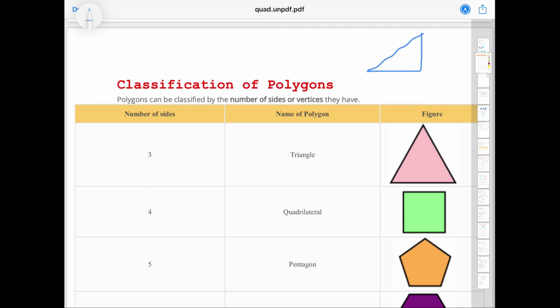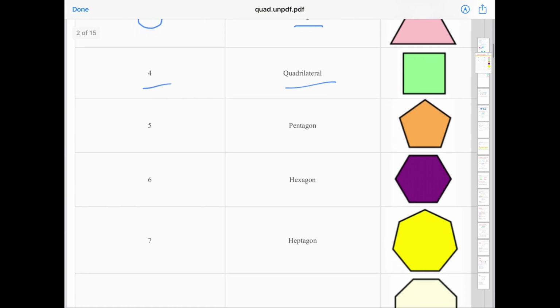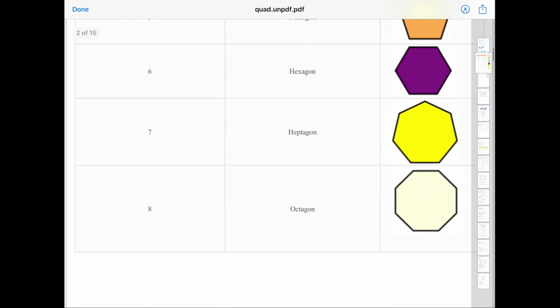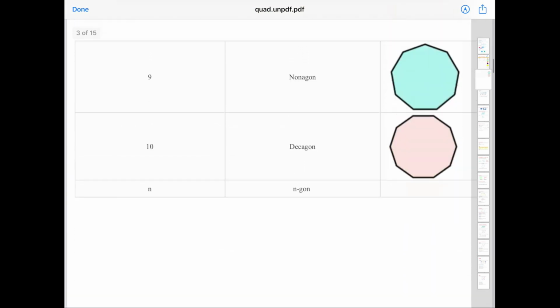A minimum of three lines is needed to make a closed figure. So if the number of sides is 3, then the name of that polygon is triangle. In the same way, if 4, it is known as quadrilateral. For 5, it is pentagon. For 6, it is hexagon. For 7, it is heptagon. And for 8, it is octagon. And for n, it is known as n-gon.